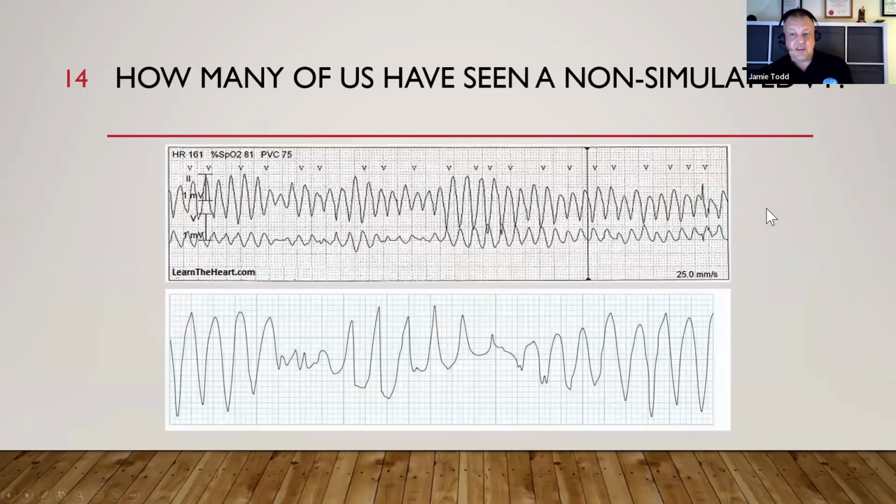Onto VT. It's quite a rare rhythm. It's not something we see very often. How many of us have ever seen a patient in cardiac arrest in a non-simulated VT, which can look very different and can be quite bizarre sometimes as well? And we've got some different examples here, and it's like, is this VF? Is it VT? Is it the mysterious torsade de pointes rhythm?